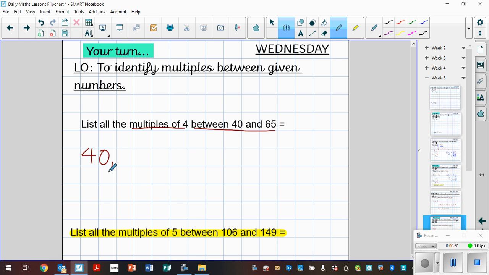And then I'm just counting in multiples of 4 until I get near 65. So my next one would be 44, 48, 52, 56, 60, 64. Now hopefully you've noticed then that if I added another multiple of 4 onto that, that would be 68, which is not between 40 and 65.